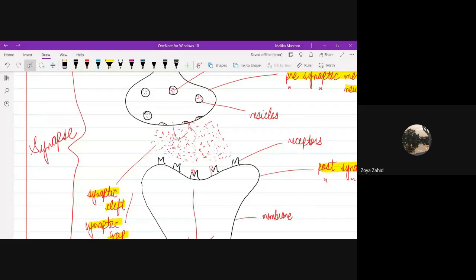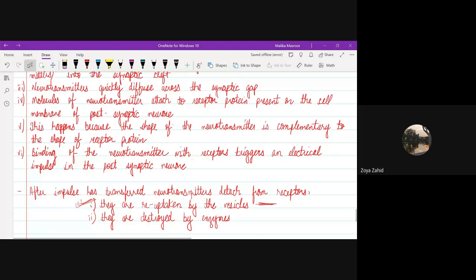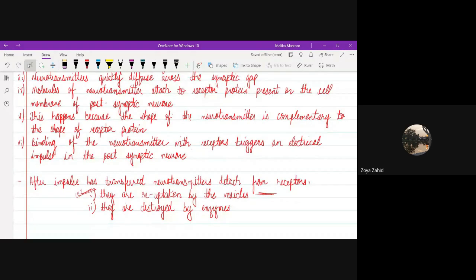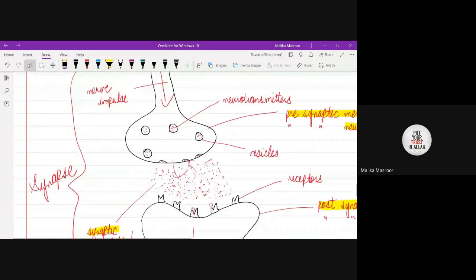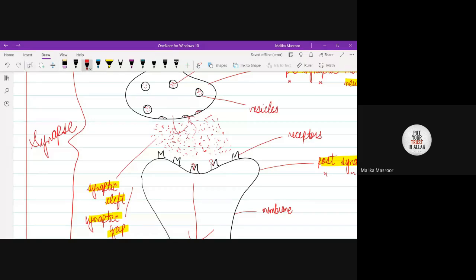I didn't understand the part where it's written that they are retaken by the vesicles if they are already being passed to the other neuron. How are they retaken back? See, they're not going inside the neuron. They're just attaching to the surface, binding to the receptors on the surface. After the impulse has been transferred, their work is done, and then they go back to the synaptic cleft, and then they're reuptaken. So they just act like messengers. Yes, you can say that. Oh, okay. They don't go inside the neuron. Otherwise, how will they come out? Okay, thank you. No problem.